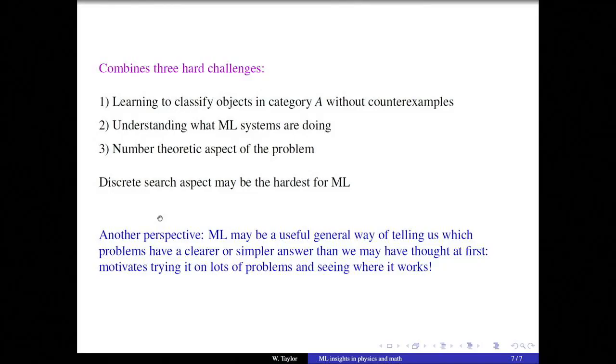So this may be a hard aspect, but let me counterbalance that briefly by saying that maybe one way to think about what we're doing here is that machine learning may be a very useful general way of identifying problems where there's a simpler solution than we might think. And I think what Sergey talked about with knots, and there's going to be a nice talk this afternoon by Vishnu Jejjala, along with a number of other talks this morning, are examples where you try machine learning, it works, and then we have to understand why. It's telling us something new about the physics.